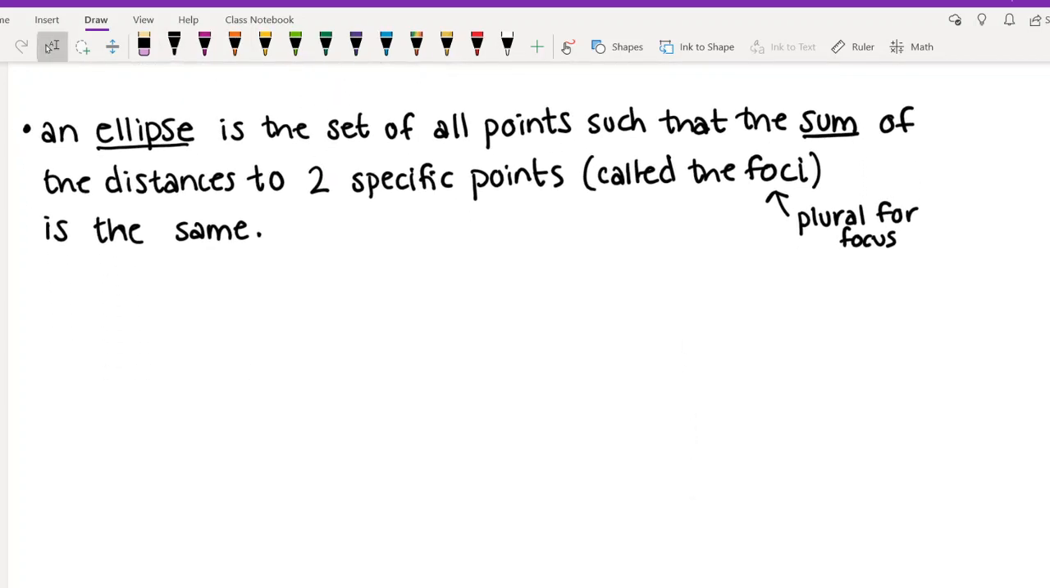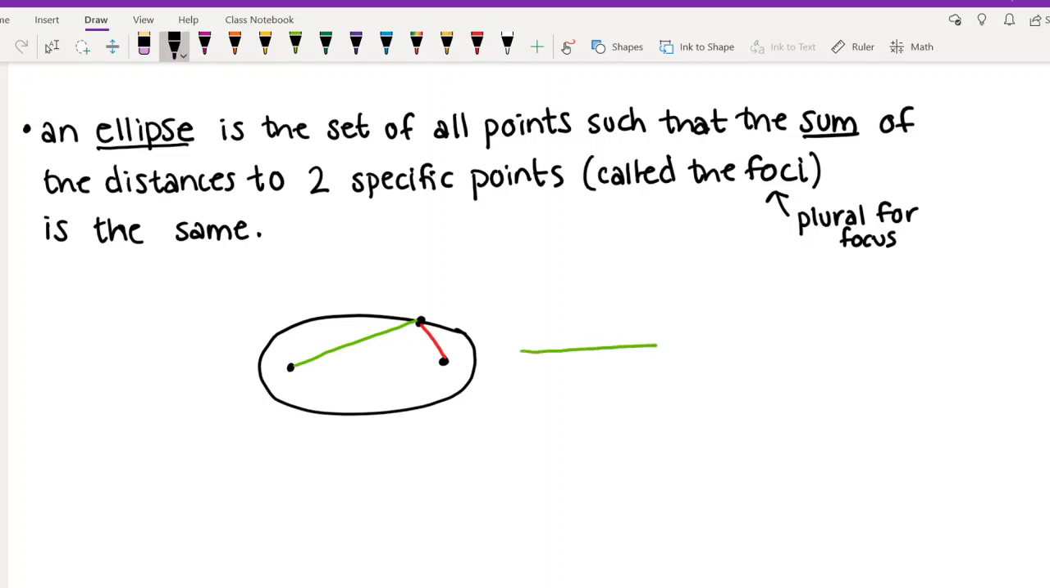So what does that look like? Well, let's say that here's our ellipse. So maybe the foci are here and here. What we're saying is that if you pick some random point on your ellipse and you measure the distance from that point to one of the foci, and then you also measure the distance from that point to the other focus, and you add them up. So here, this green distance plus this red distance.